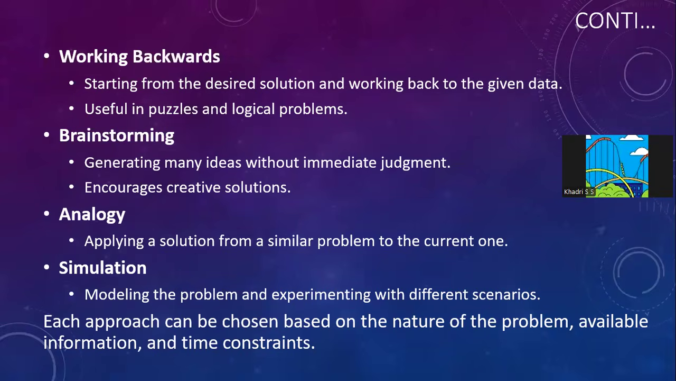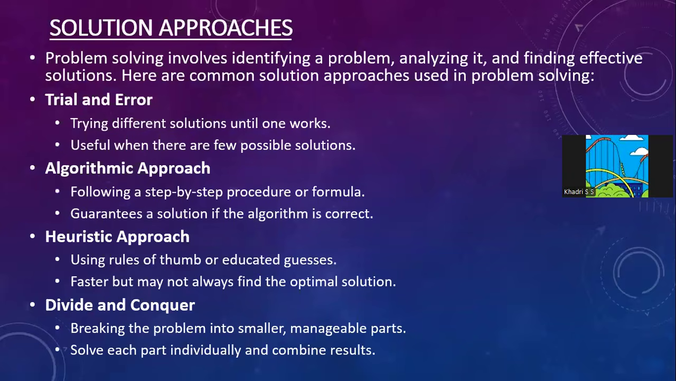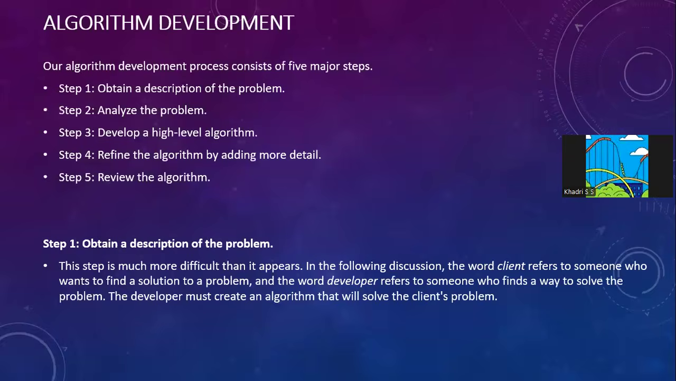So finally, we can conclude that each approach can be chosen based on the nature of the problem, available information and time constraint. These are the bases on which we choose: the nature of the problem, what kind of information is available, and how much time we have. These are some basic approaches we need to learn before solving the problem. So these things we need to learn in steps.